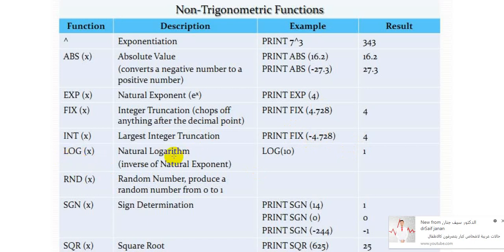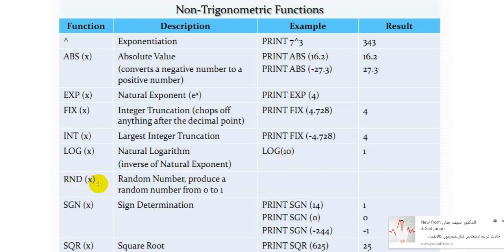Log(x), natural logarithm, the inverse of the natural exponent. Like I said, visualize the natural exponent, the exponential x, which is going to be print exp of 4. Exactly. So the logarithm of 10 is going to be 1, the logarithm to the power of 10 is going to be 1 in this case.